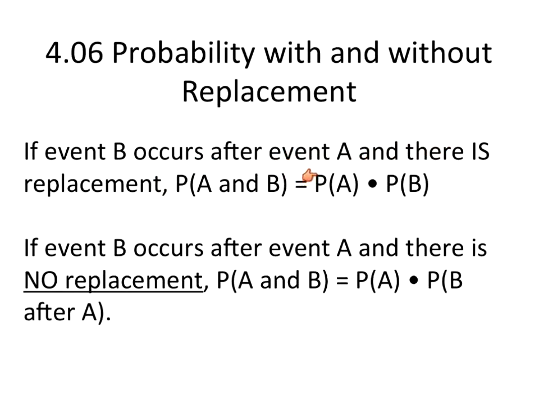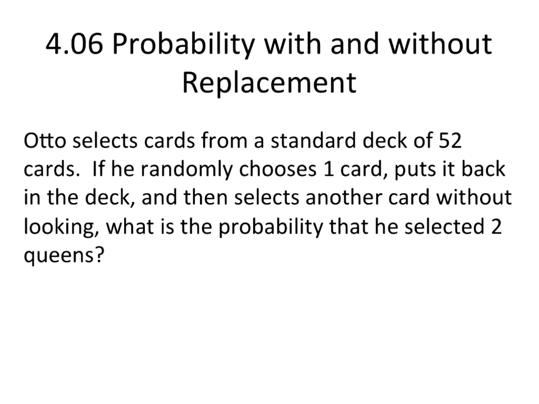So if there is replacement, all that means is you're going to do the probability of finding A times the probability of finding B. It's really simple. I'll show you in a second. If you don't put it back in the bag, then you have to do the probability of finding A, then the probability of finding B after A. You're thinking, what does that mean? Doesn't really make sense till we try an example. So let's try this one.